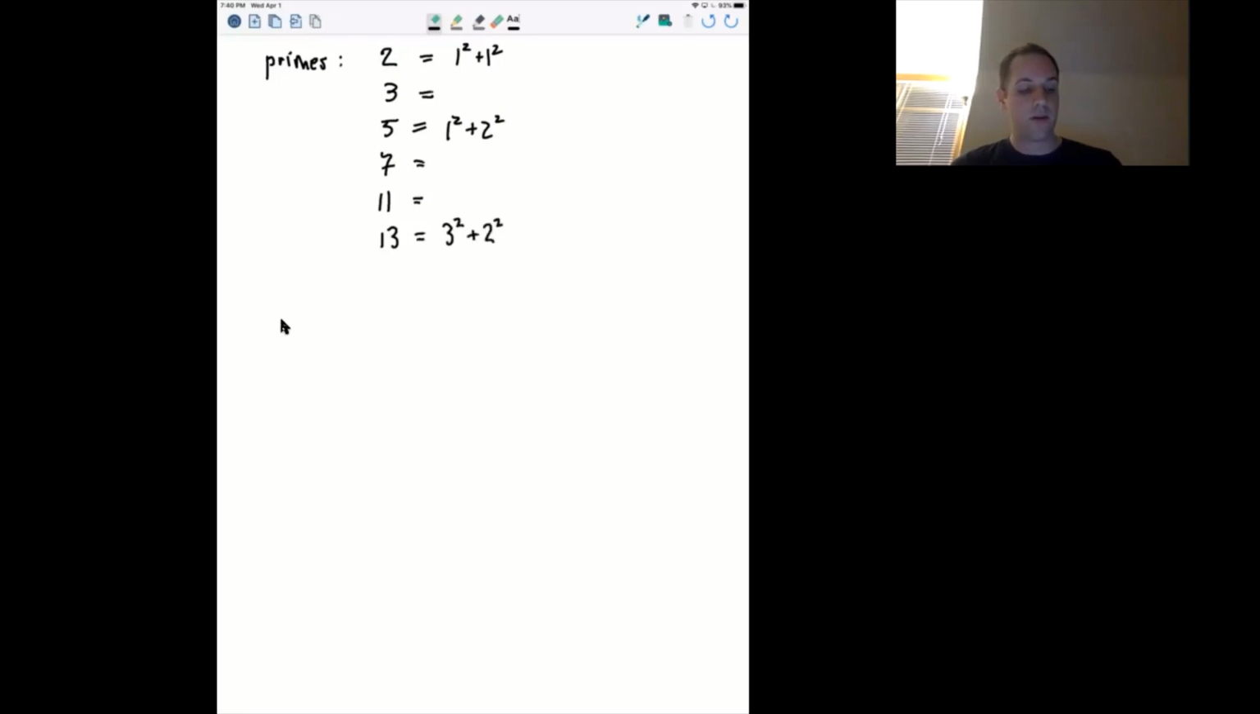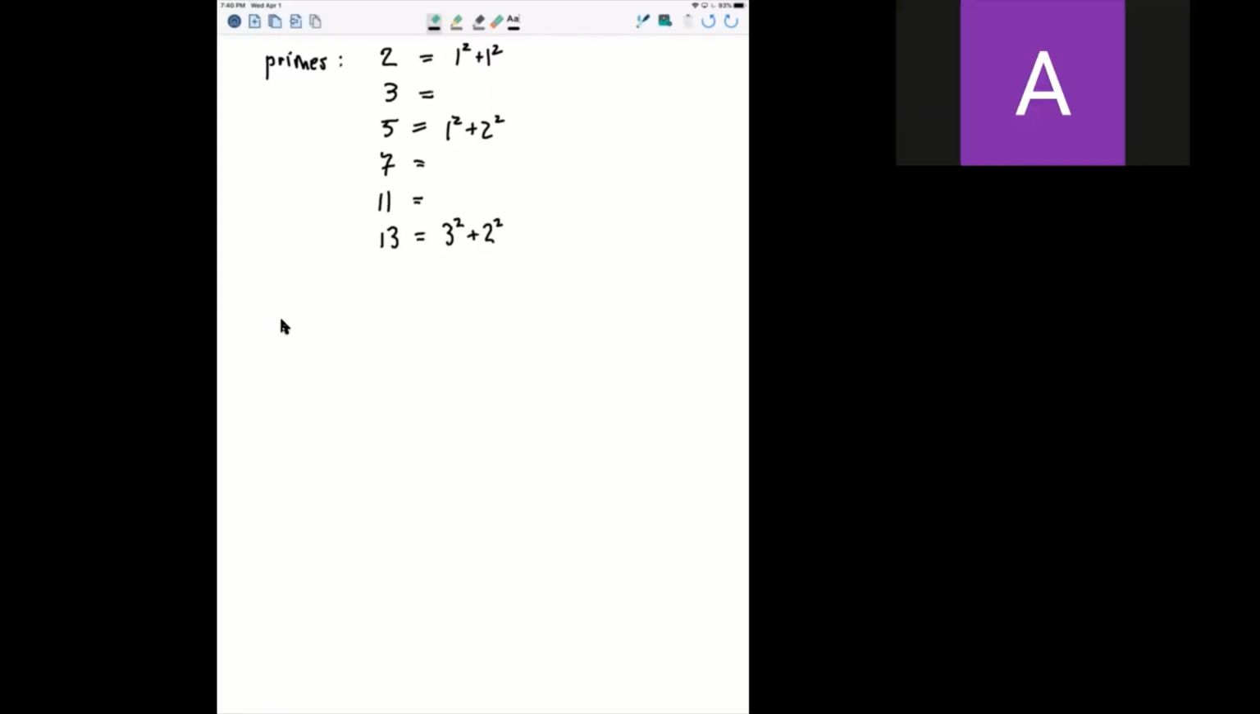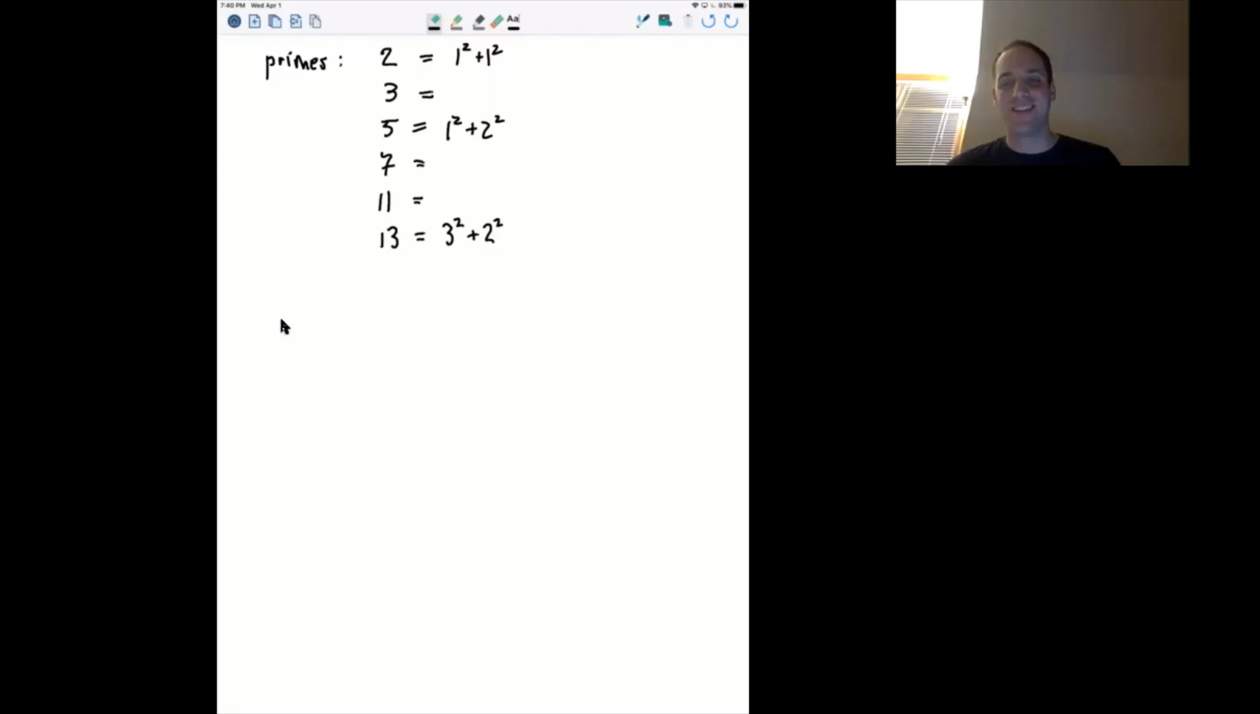Okay. So as you can see, unfortunately, not all primes can be written as sum of two squares. Does anybody know what the rule is that distinguishes the good primes from the bad ones? Should I say it? Yeah. You have to look mod 4.